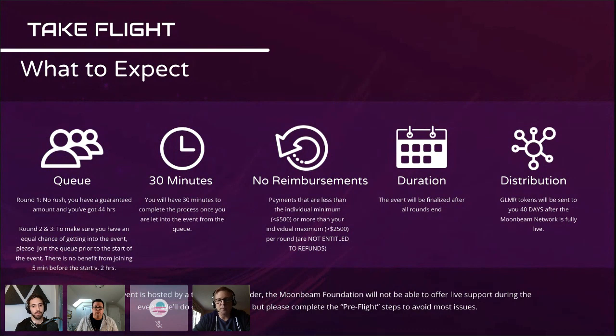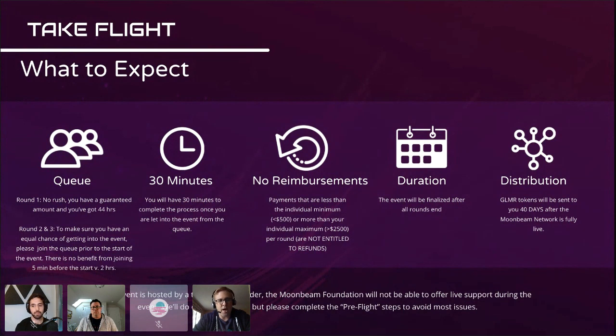If you enter the queue before the event opens, you'll be put into a waiting room. And then when the event opens, you're going to be randomly chosen to enter the site until the waiting room is empty. So anyone who enters the queue at or before the start time is going to be let in on a first come, first served basis.